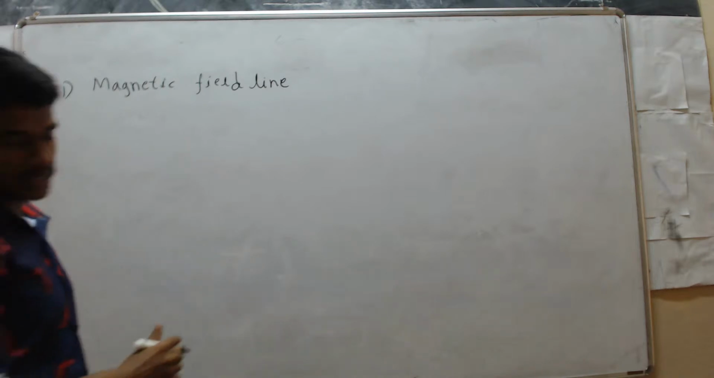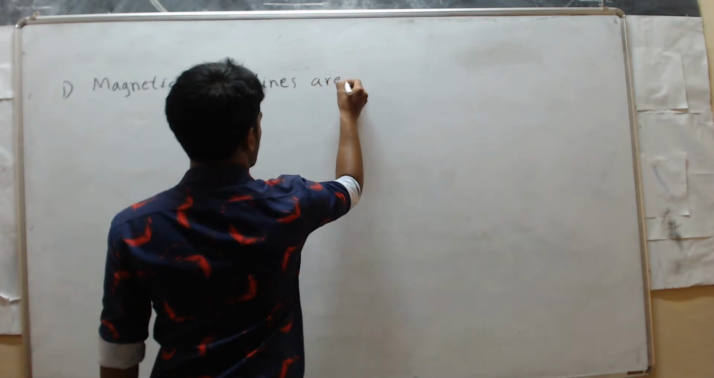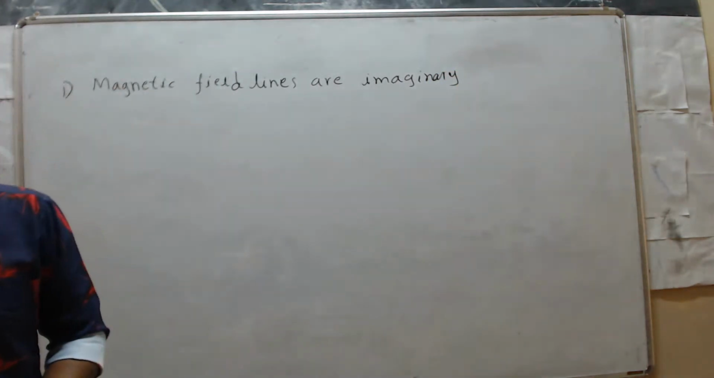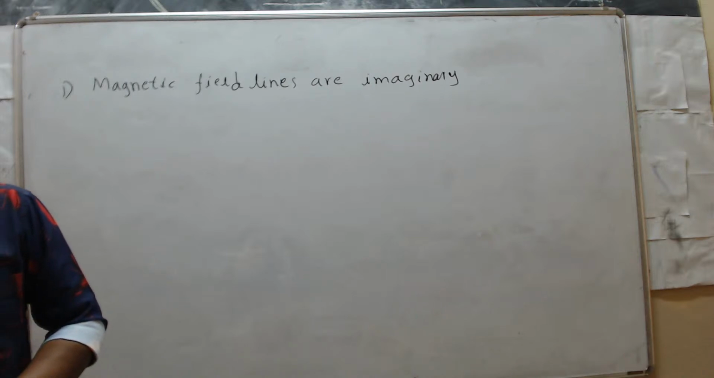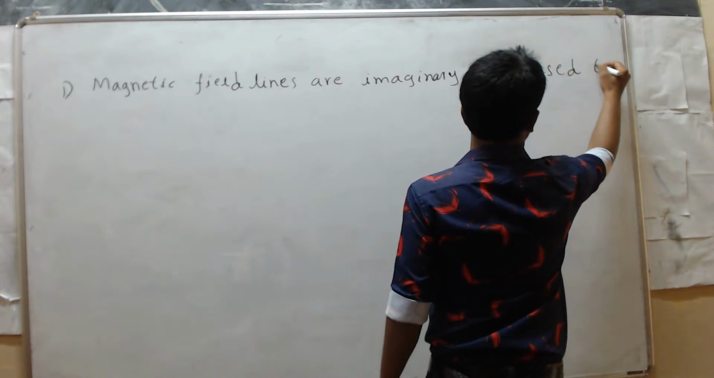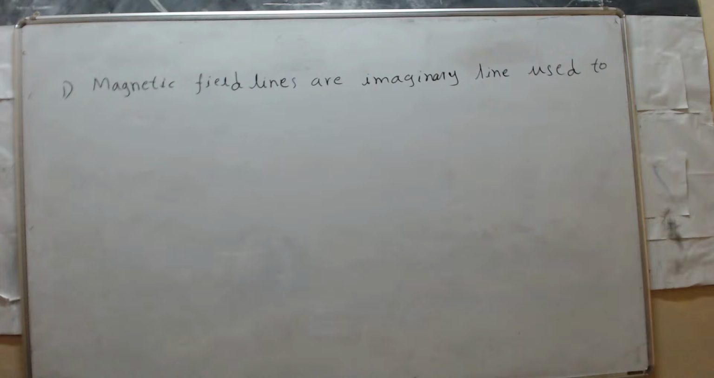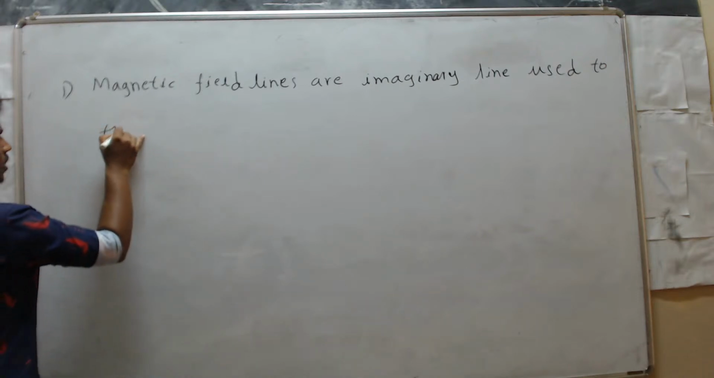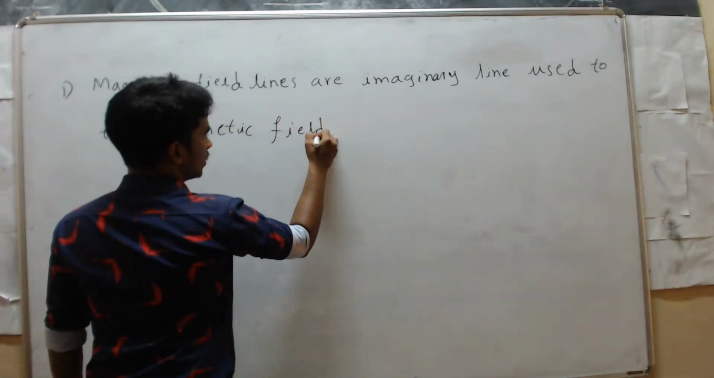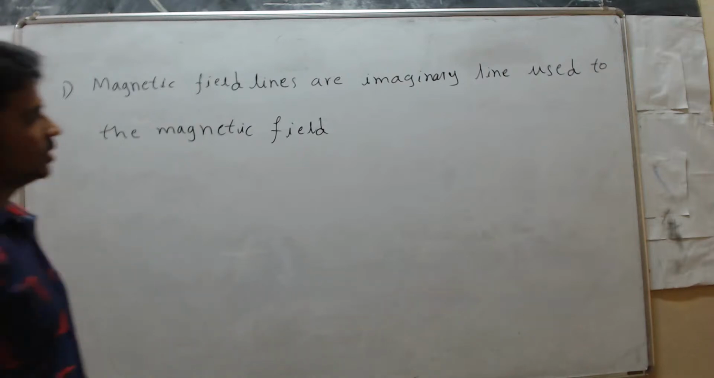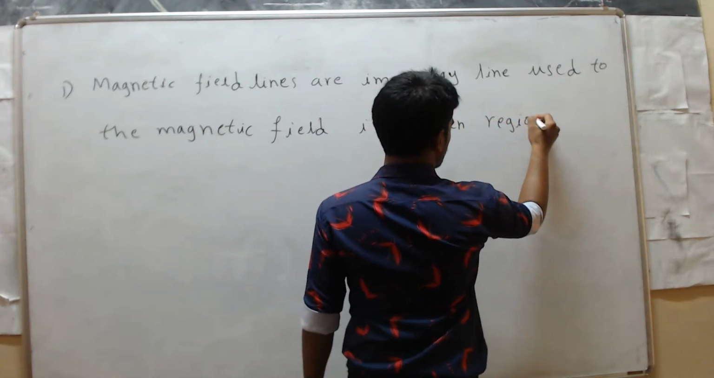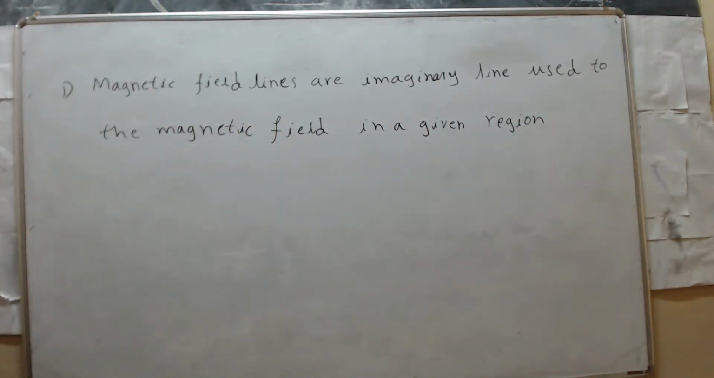First property: magnetic field lines are imaginary lines used to show the magnetic field in a given region. This is the first property of magnetic field lines.